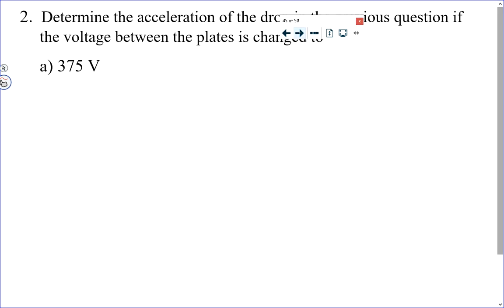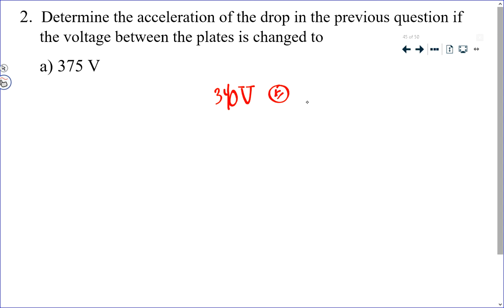All right, let's take a look at example 2. What would the acceleration of the droplet be from the previous question if we changed the voltage to 375 volts? Okay, so just to remind you, in the previous question, when we had 340 volts applied between the plates, the drop was suspended, which meant that these two forces were equal in magnitude but opposite in direction.